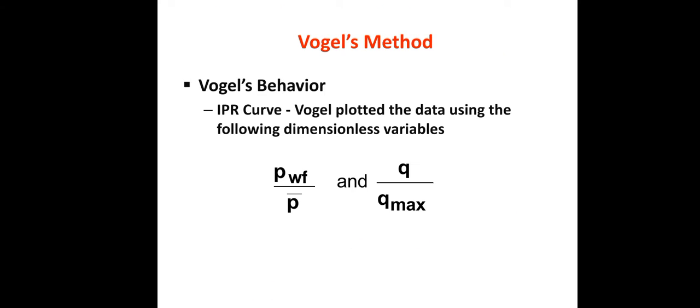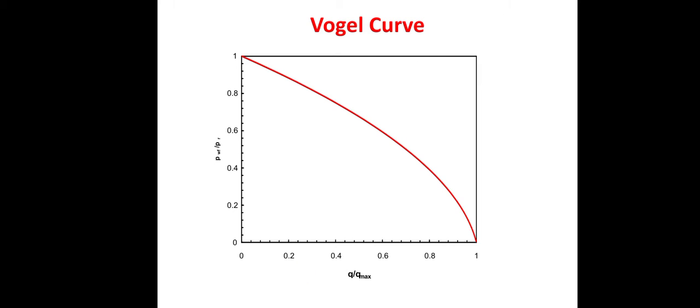Let's continue with the Vogel behavior. The IPR curve: Vogel plotted the data using the following dimensionless variables, PWF over P and Q over Q max. That means after dividing PWF, the bottom hole pressure, over the reservoir pressure, and the production flow rate over the maximum flow rate, you can plot it on the graph and get the Vogel behavior.